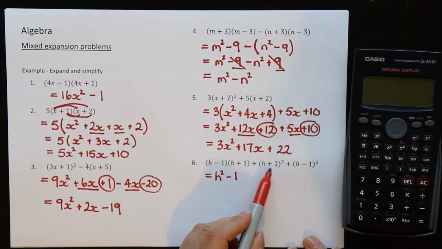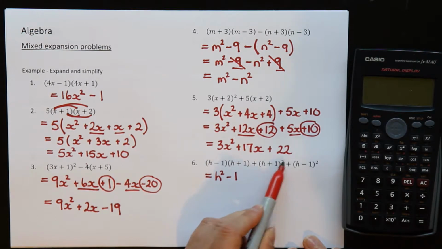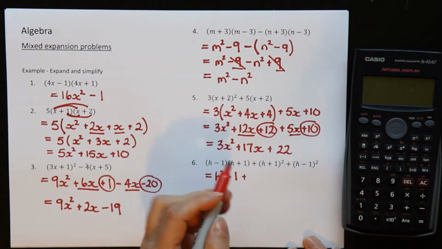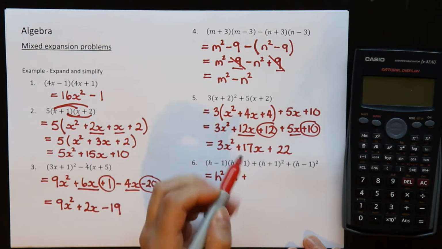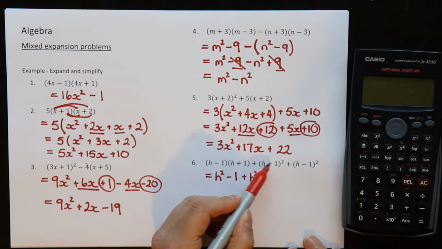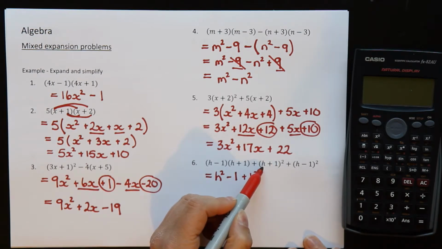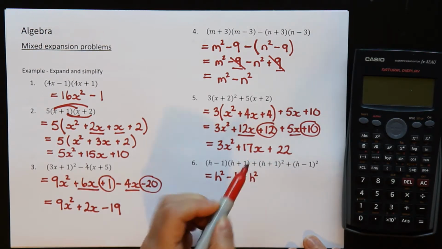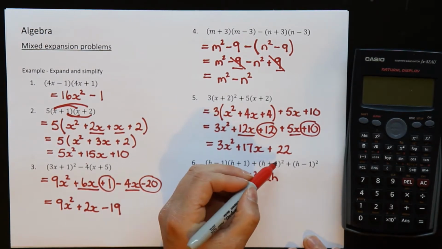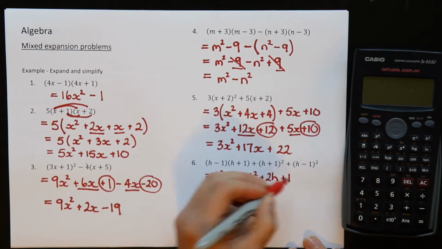For the second bracket, we have one thing all squared. There's a perfect square. So to expand a perfect square, we need to do the h times h, h squared. Then we times both things together. 1 times h is h, but then we have to times that by 2, so it'll become 2h. And we do the last thing, 1 times 1 is 1.